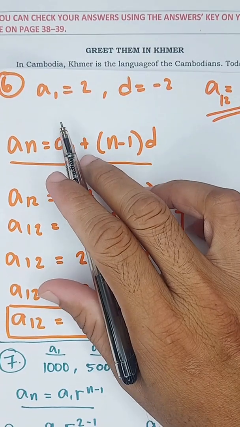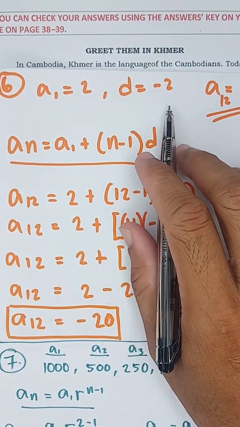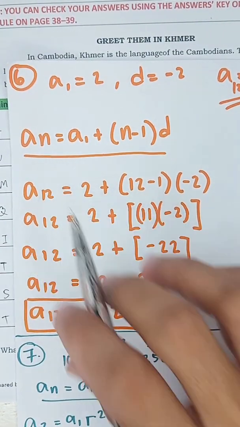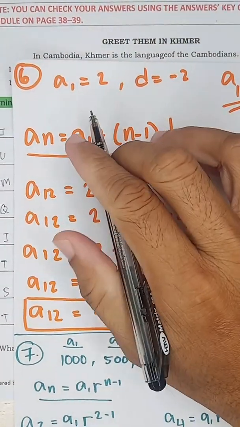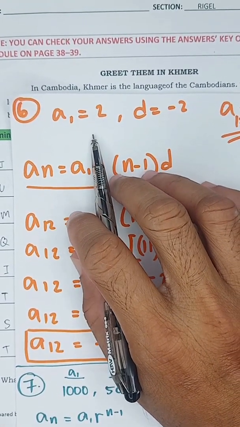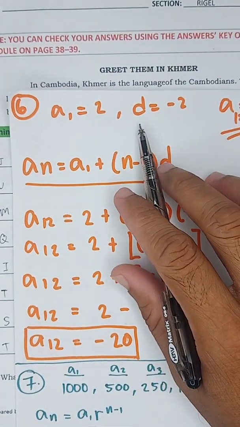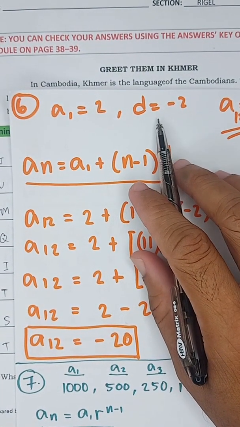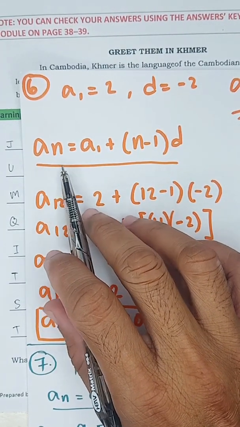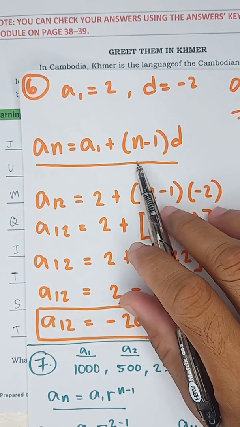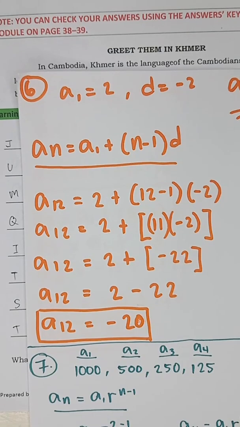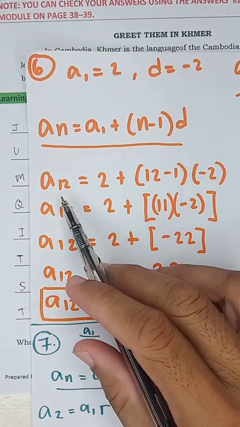So ito yung given: a sub 1 is equal to 2, d is equal to negative 2, and a sub 12 is still unknown. So as you can see here, class, you can immediately know what formula we are going to use. Given yung d for the common difference, we will use the formula of the arithmetic sequence: a sub n is equal to a sub 1 plus the quantity n minus 1 times d, or yung common difference. So yung hinahanap natin ay 12, alright?